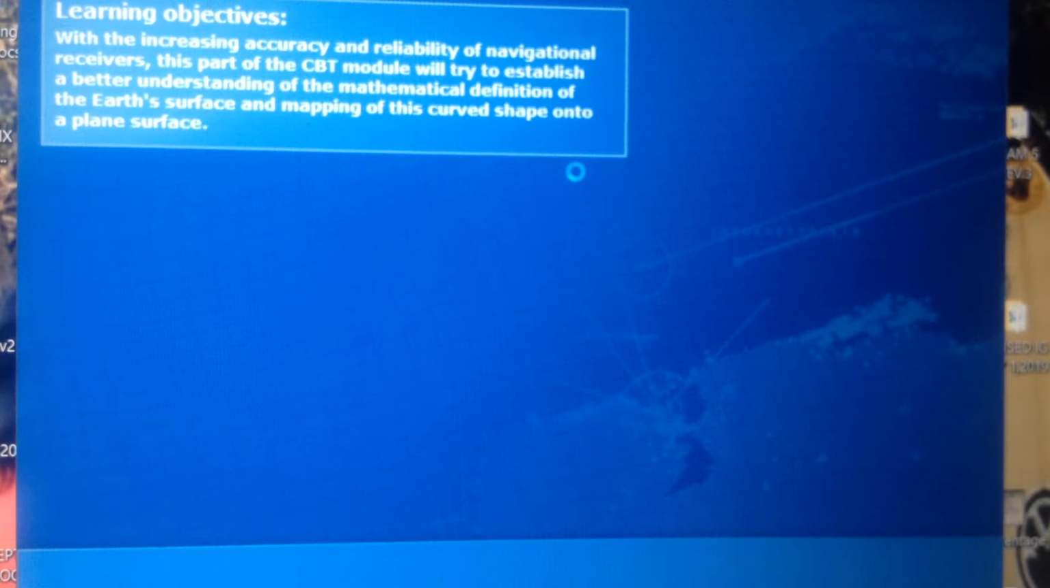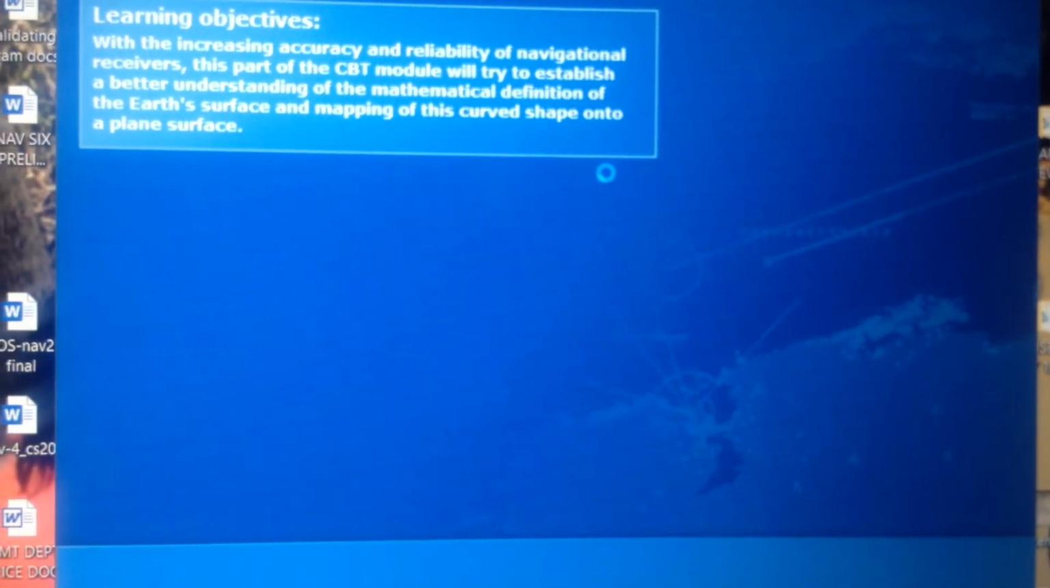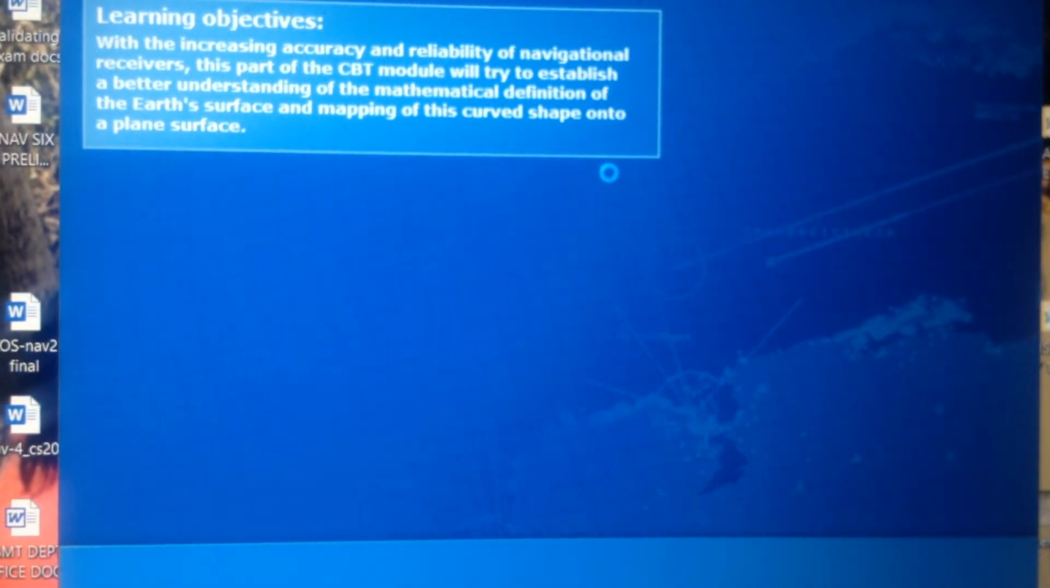With the increasing accuracy and reliability of navigational receivers, this part of the CBT module will try to establish a better understanding of the mathematical definition of the Earth's surface and mapping of this curved shape onto a plane surface.